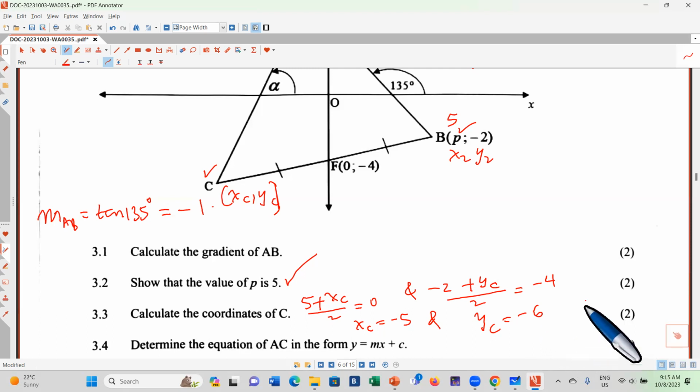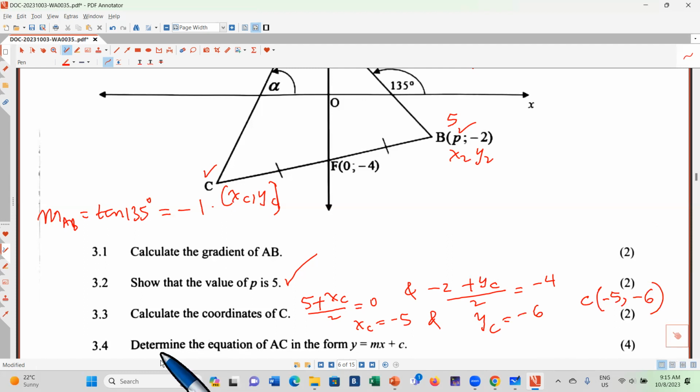So in other words, the conclusion therefore is the coordinates of the point C will therefore become -5 for x, and the y is actually -6, okay? So we have that, and that is very clear.